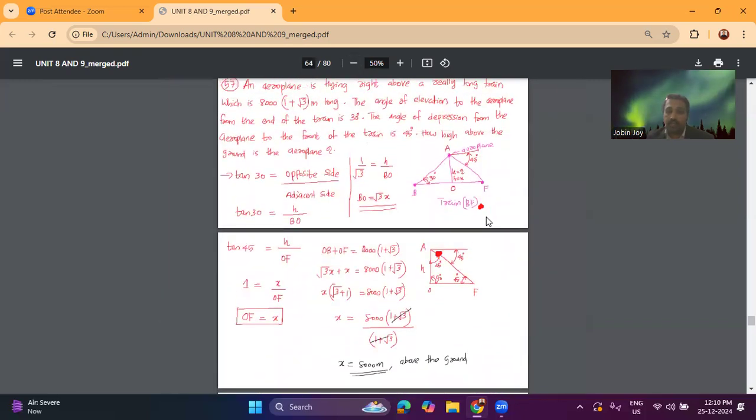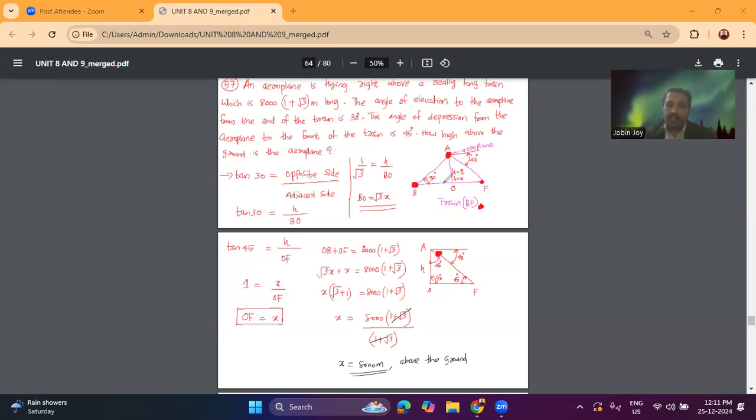Okay. Next question. An aeroplane is flying right above a really long train, which is 8,000 into (1 plus root 3) meter long. So this BF, starting from B to F, this is the length of the train. This is 8,000 into (1 plus root 3) meter long. An aeroplane is flying on the top of the train. Okay, this is the aeroplane and this is the train.